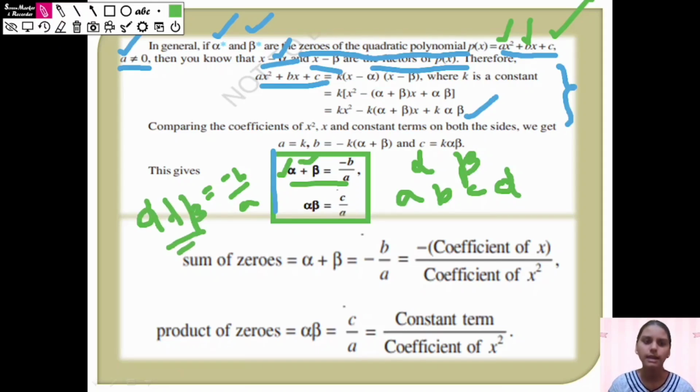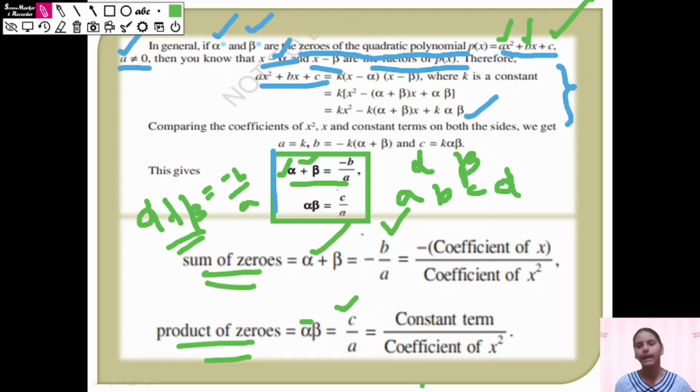This is the sum of zeros. The sum of zeros is equal to alpha plus beta, which is minus b by a. Product of zeros, alpha into beta, is equal to c by a, meaning constant term divided by coefficient of x square. I hope you have understood the relationship, and you can easily remember it like this. Alpha plus beta is equal to minus b by a. Alpha into beta is equal to c by a.